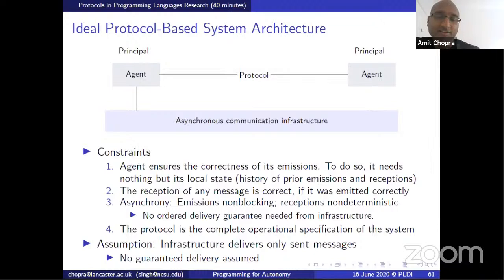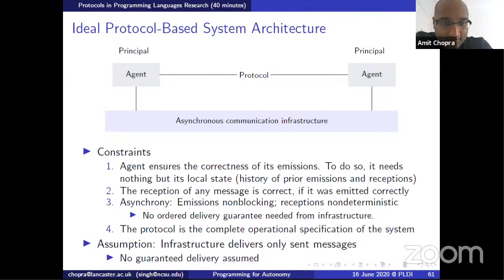When Munindar was explaining protocols earlier, he mentioned each table materializes the relations corresponding to the messages. Each agent materializes the relations corresponding to the messages it observes and stores them in those tables. And that is the agent's local state. It represents the history of its prior emissions and receptions. And that is all the agent needs to ensure the correctness of its emissions. It needs neither future observations, nor the local states, nor the states of other agents, nor the state of the infrastructure for that matter. And the second constraint is more interesting.